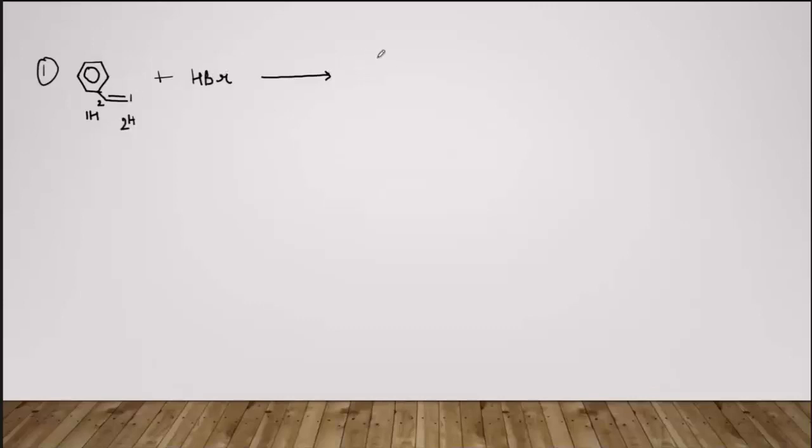So now our product will look like this: this is the ring, the double bond has disappeared because now unsaturation is not there. The compound has been saturated. So this is Br. The hydrogen will get attached to the first carbon. Fine.